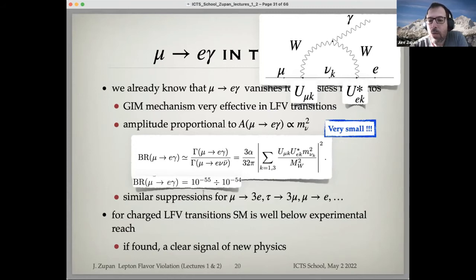A similar suppression will apply if you do the same exercise for the other decays: mu to 3e, tau to 3 mu, mu to e conversion, and so on. So the punchline here is, for all practical purposes, the flavor violating transitions with the leptons are 0 in the standard model. So if you find a non-zero signal, that's a clear signal of new physics.